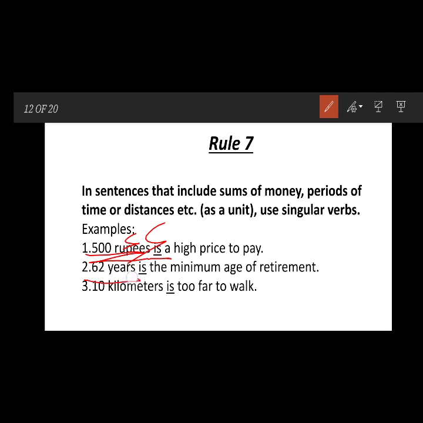So 26 years is the maximum age. Like I am just 26, he is just 26, like this. We are always talking in a singular form. The 10 kilometers is too far, that all is singular.